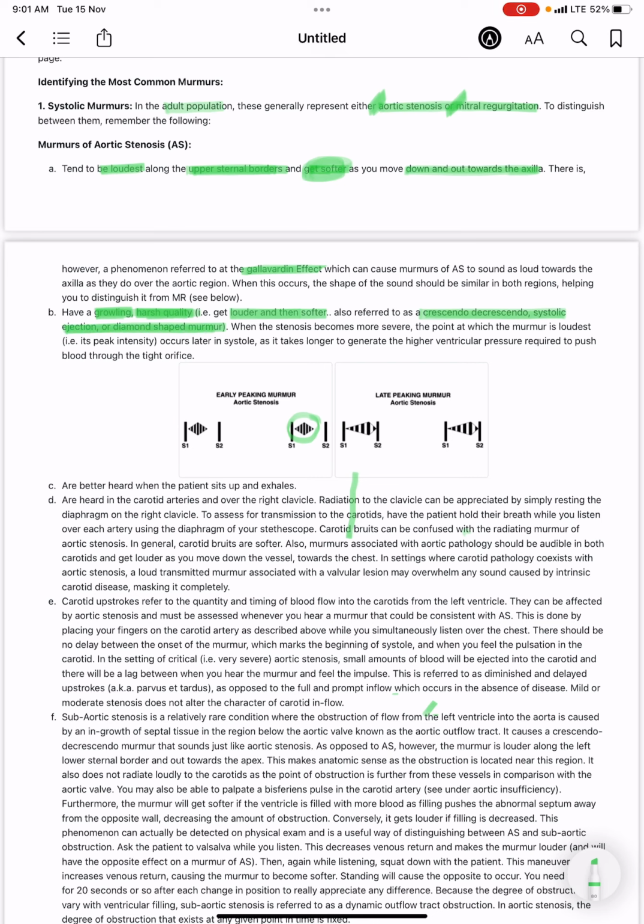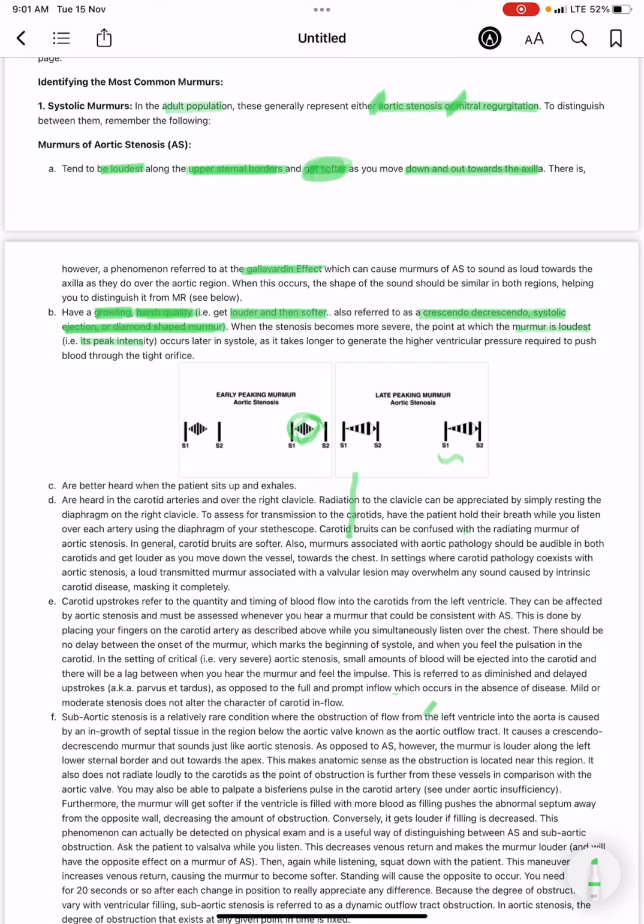When the stenosis becomes more severe, the murmur's peak intensity occurs later in systole, as it takes longer to generate the higher ventricular pressure required to push blood through the tight orifice. Normally it is a diamond-shaped murmur, but when the stenosis becomes severe, the point at which the murmur is loudest shifts.